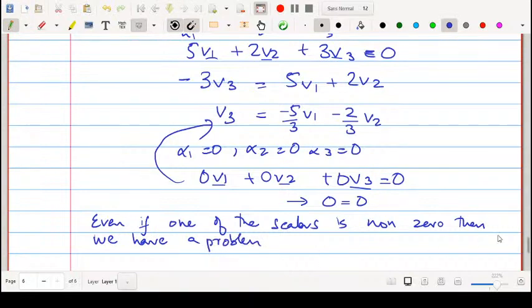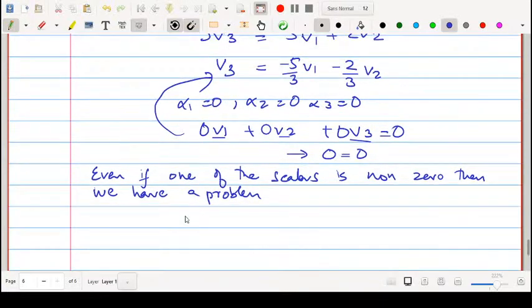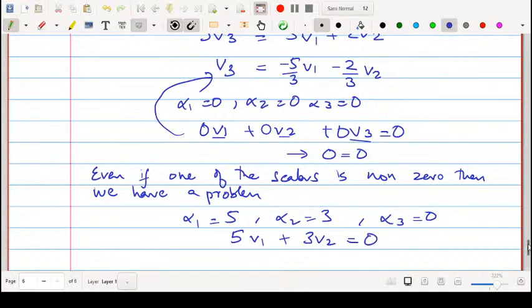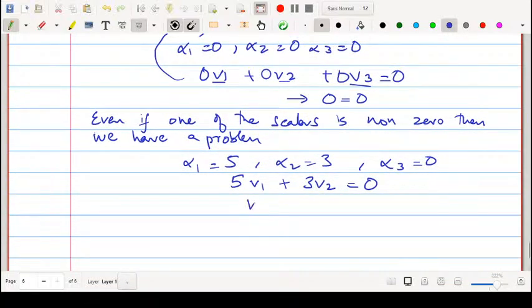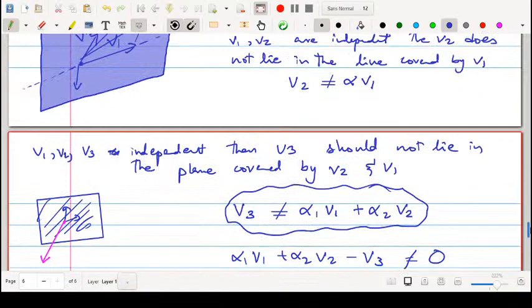Why do we have a problem? Let's talk about when two of them are non-zero. Let's say alpha 1 is 5, alpha 2 is 3, and alpha 3 is 0. So when two of them are non-zero, so I can say 5v1 plus 3v2 equals 0, then we have a problem, because I can say that v1 equals minus 3/5 v2, and that's a problem because that v2 is in the line of v1, which is the first case that we wanted to avoid.